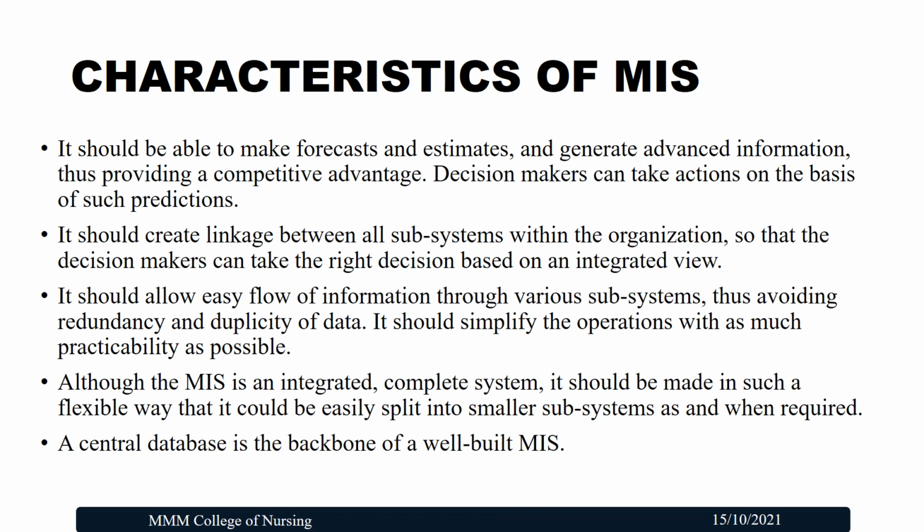You should allow easy flow of information through various subsystems, thus avoiding redundancy and duplicity of data. You should simplify the operations with as much practicability as possible. Although the MIS is an integrated, complete system, it should be made in such a flexible way that it could be easily split into smaller subsystems as and when required. A central database is the backbone of a well-built MIS.